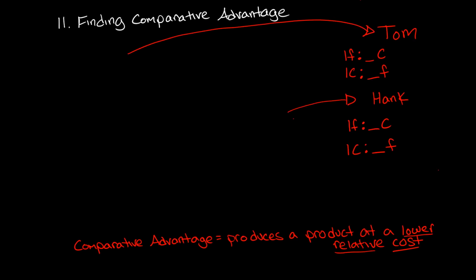So we're going to go ahead and jump over to the right-hand side of our page here to calculate the opportunity cost of fish and coconuts for Tom and Hank. So over here, taking a look at Tom's graph, it's really easy since we're using the version of the graph that has a consistent slope.